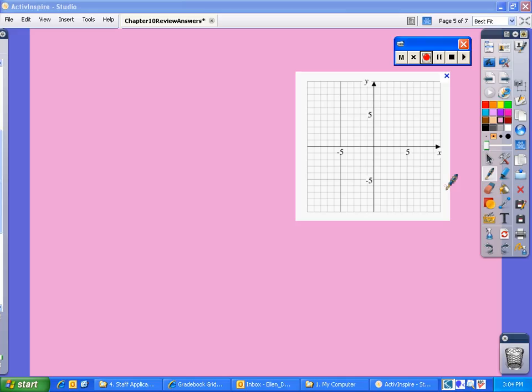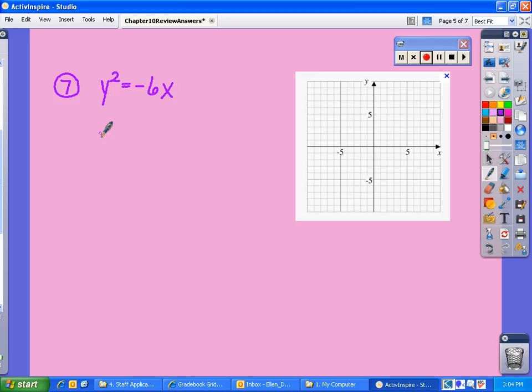Now we're doing number 7, which is again a parabola. We are given an equation. It is y squared equals negative 6x. Notice again that we do not have an h or k visible in our equation. Therefore, our vertex is at 0, 0.